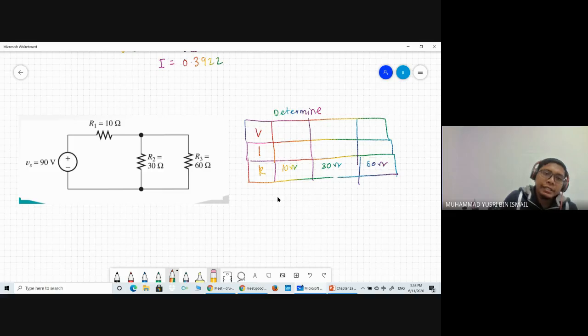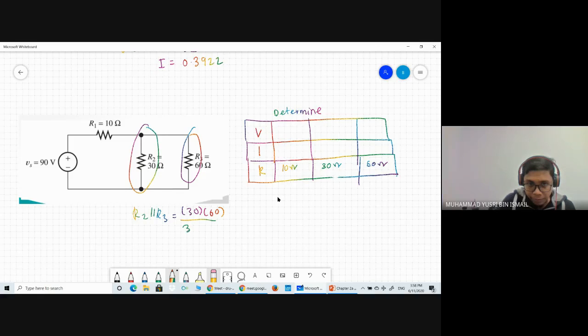Okay. So here is what you should do. First, you need to simplify R2 in parallel with R3. So you will have 20 ohm. Then it is in series. So R1 in series with R2 parallel with R3, which is equal to 10 plus 20 equal to 30 ohm.